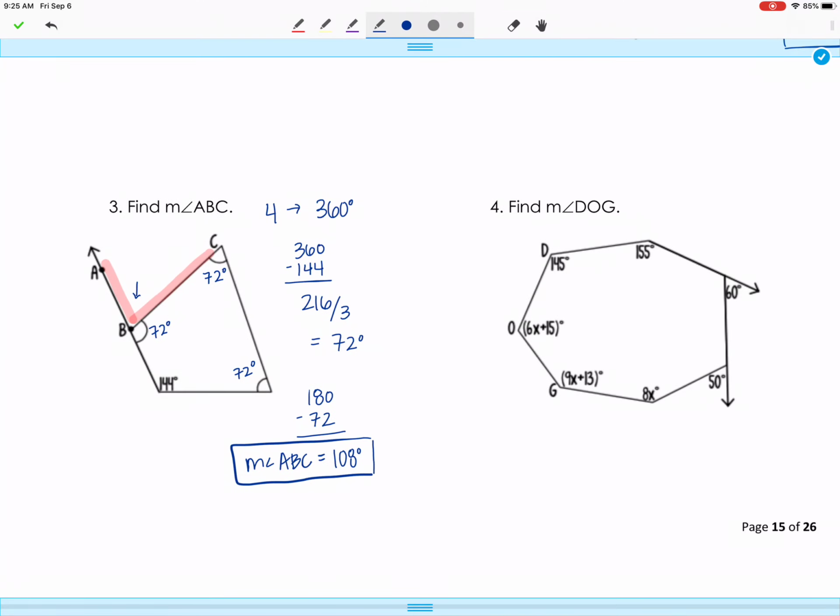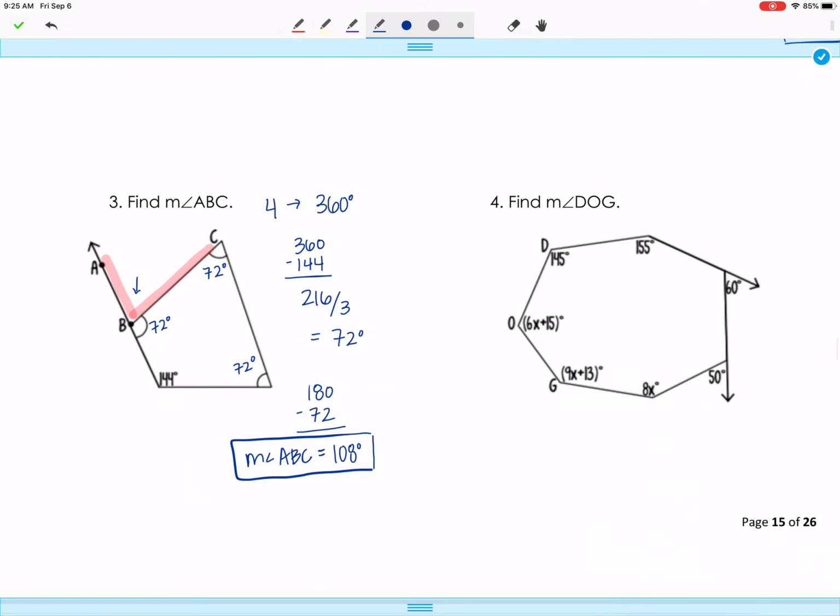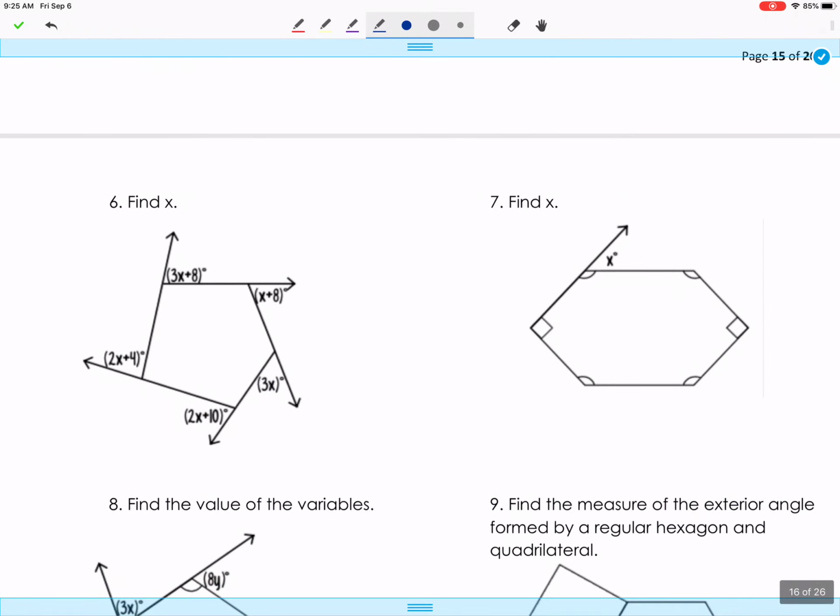All right. Now for number 4, I'm going to skip and let you do. So think about what the total would be based on the number of sides. Also think about just like how we did for 3. These angles that are on the outside, we need to figure out how we can get inside the shape to work with. Then think about your total. All right, so you can do 4.